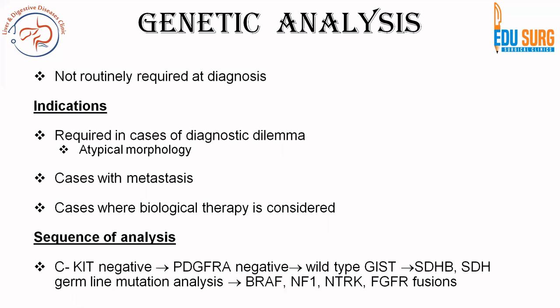Then you do SDHB, SDH germline mutation analysis and look for BRAF, NF1, NTRK, and FGFR fusions. We have seen all these genes in the previous video. So if you have not seen that, please see that video. This sequence of analysis is very important, and each of these has different treatment, which we will see in the next part of medical management. But that is why this sequence of analysis is very important to understand. So imaging, endoscopy, endoscopic ultrasound, biopsy with IHC. We saw the immunohistochemical markers as per the NCCN 2023, and the genetic analysis, the indications, and the sequence.